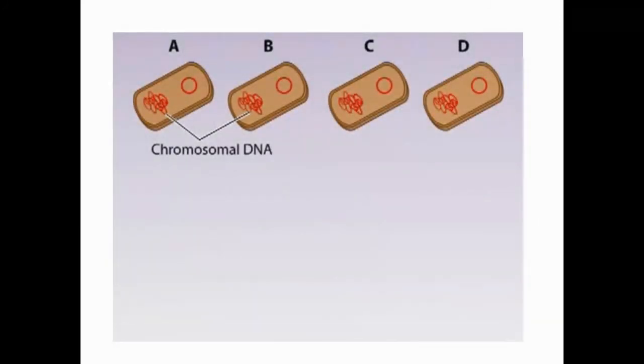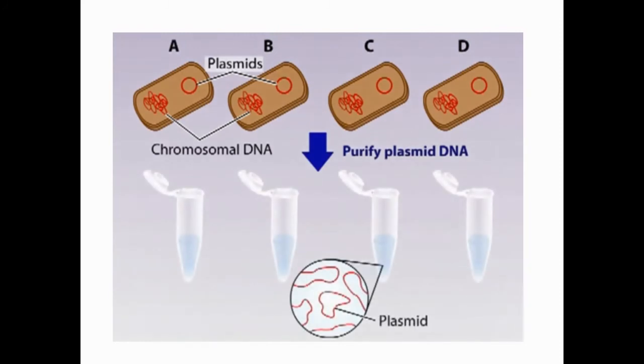These 4 cells represent different clinical isolates of the same species of bacteria. Each contains plasmid DNA, but the plasmids in one isolate may not be the same as the plasmids in another isolate. We can purify the plasmid DNA from the isolates and use 2 procedures, gel electrophoresis and southern blotting, to compare these plasmids.